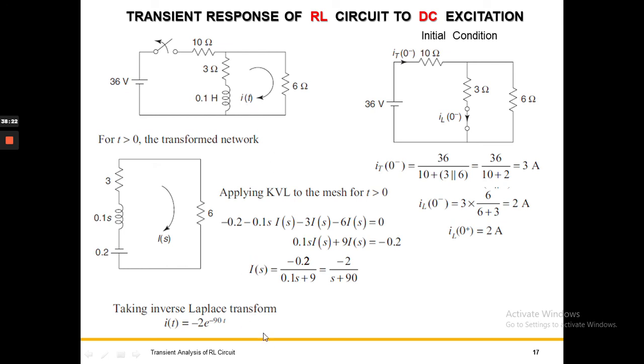This is again exponentially decreasing. Okay, it's a minus step. So the graph will be like this. So that is the transient period current through this network.